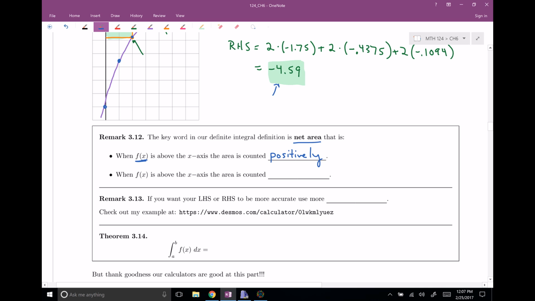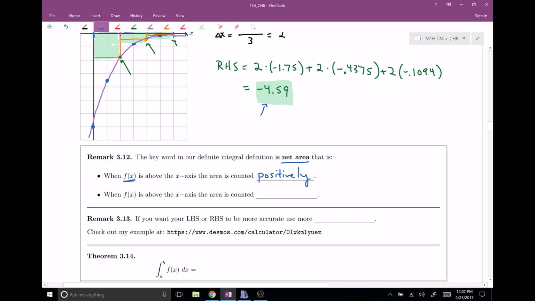And then when the function f of x is below the x-axis, the area is counted negatively. Oh no, typo, I'll fix this in your guys's notes. So below the x-axis means that it's counted negatively. That's the big thing. And that's our first thing that I wanted to bring up for you guys. What happens when a function dips below the x-axis? Well, it's counted negatively. Okay.